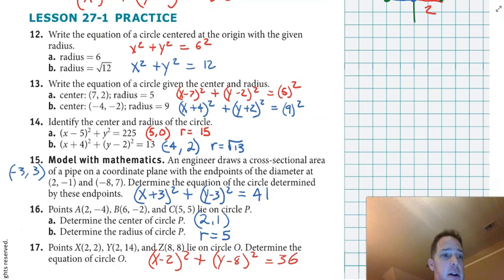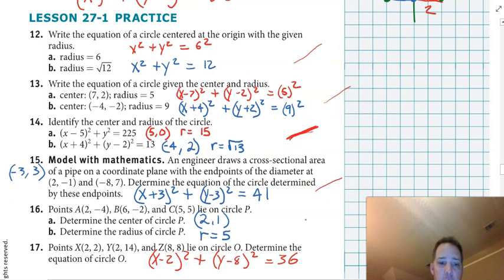All right, here are the answers for the lesson practice. Each one of these is broken down by the different examples that we did here. This is just with the center at the origin, different centers, finding the center and radius. And then here we have given a diameter or 3 points on the circle. We have examples of each one of these. So feel free to go back and check the video.